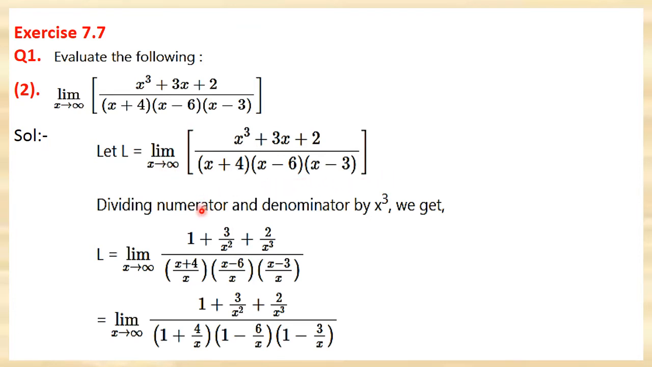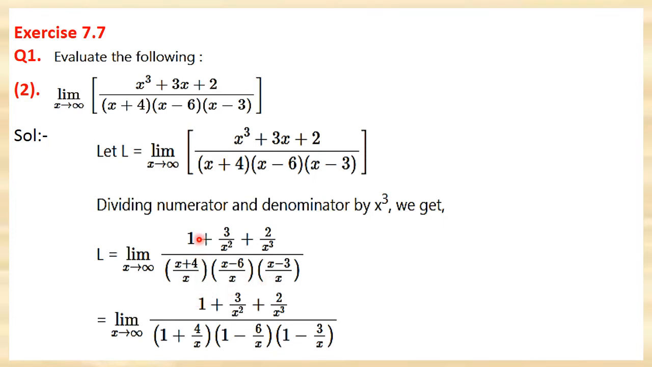Now here we divide the numerator and denominator by x cube, because when you multiply these three brackets in the denominator, we will get the highest power of x as x cube. Then we divide both numerator and denominator by x cube. In the numerator you can directly divide by x cube, and in the denominator we multiply each bracket by x. That is, there are three brackets, so one x goes with the first bracket, the second x with the second, and the third x with the third. Three x's are multiplied.